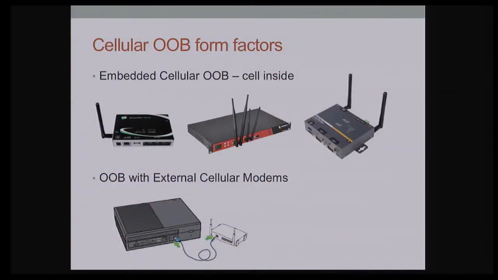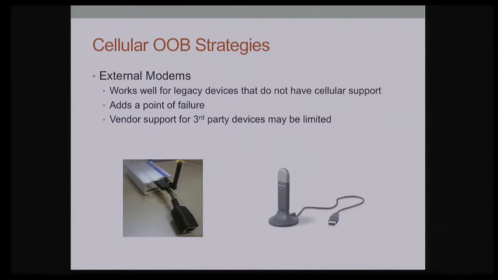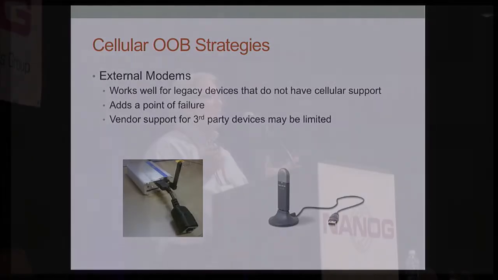Cellular out-of-band management form factors are very similar to the routing. There are items where you'll take an existing install and add cellular to it with a USB dongle or an external adapter, or you can get a device that has the cellular built directly into it, embedded inside the device. External modems are great for adding cell to an existing installation. There is a drawback, though. It introduces a failure point. Dongles and the cables are vulnerable. They can be damaged or moved. And you also have third-party driver considerations. Is the device you're going to bring in going to match up to the existing equipment? Is that driver going to be supported?